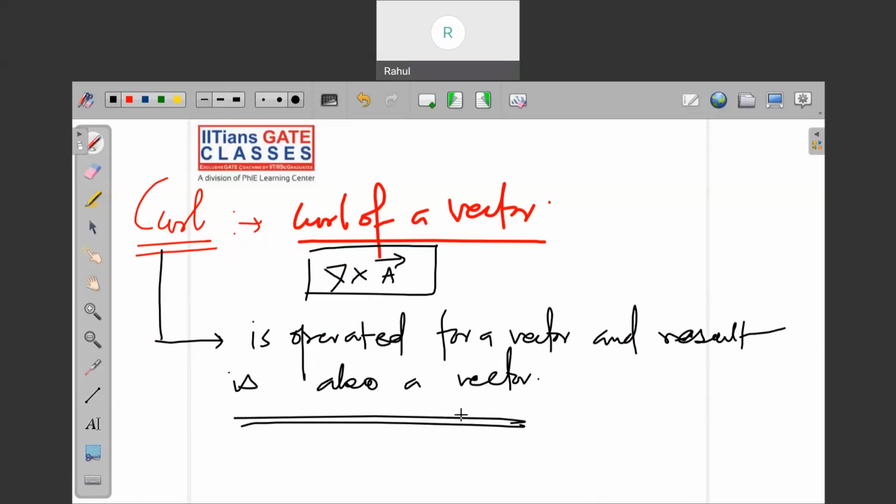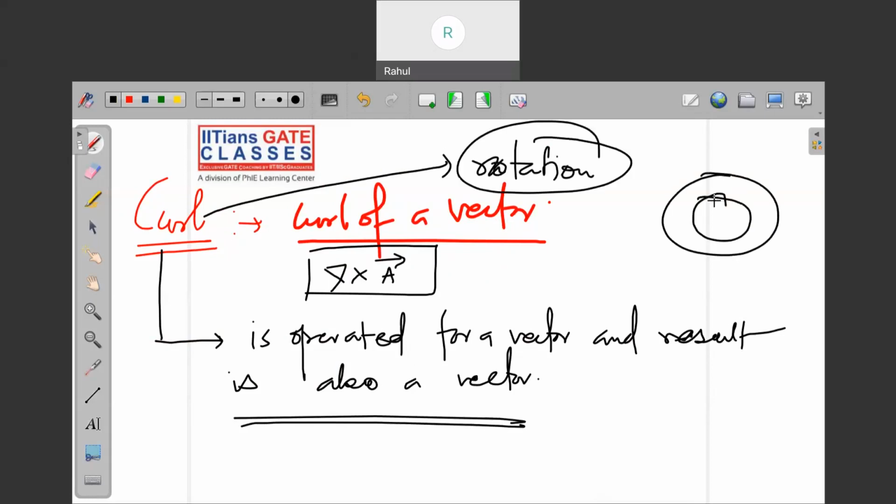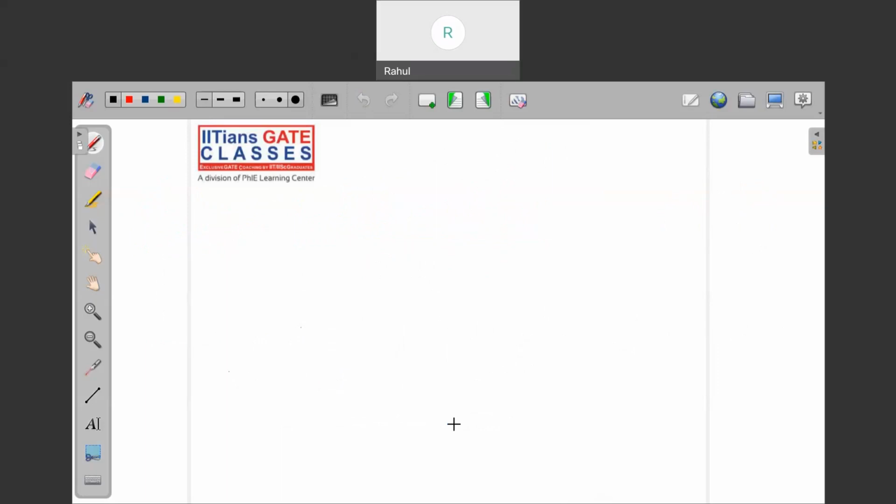Curl is determined by using the right hand rule, right? It basically represents the rotation. The curl will represent the rotation. If there is no rotation, it means curl is 0. Okay, there is a rotation like this. So the curl basically represents the rotation, and we have to use the right hand rule.